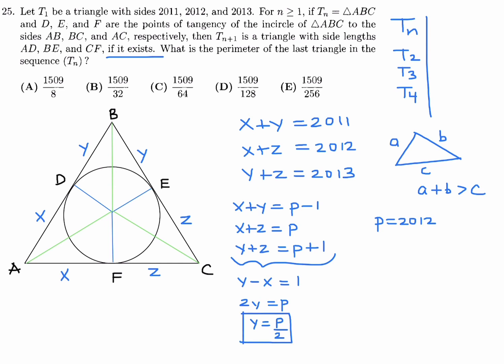Then I can continue like this. For example, just substitute that into there, and that should be sufficient to give you X. X is basically going to be P over 2 minus 1. And that's my general formula for X. And then Z, I can get again by substituting into here. So that will give me P over 2 plus Z equals P plus 1. So that means Z is equal to P over 2 plus 1.